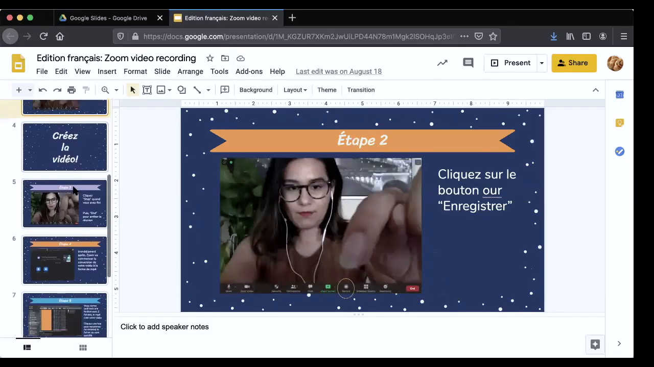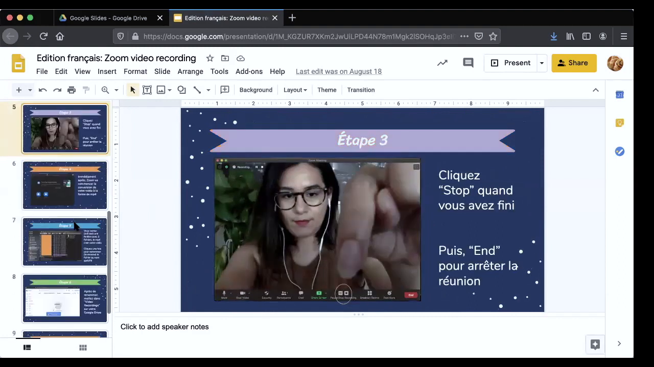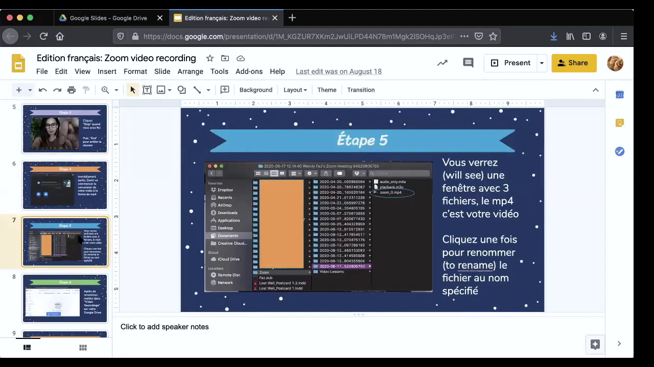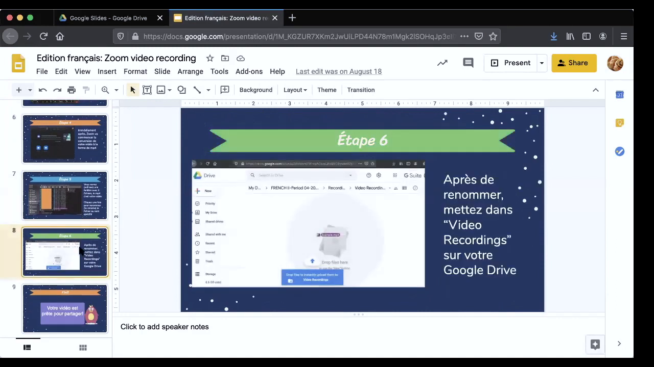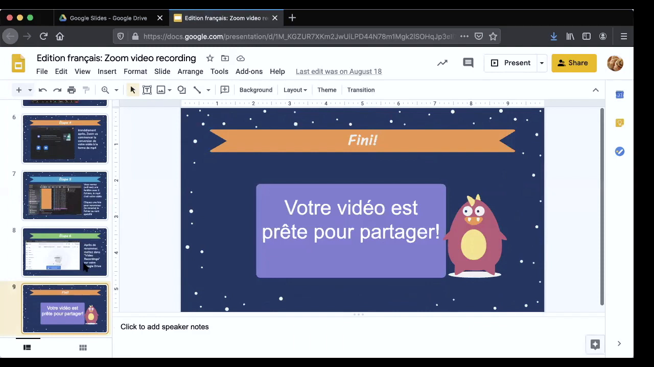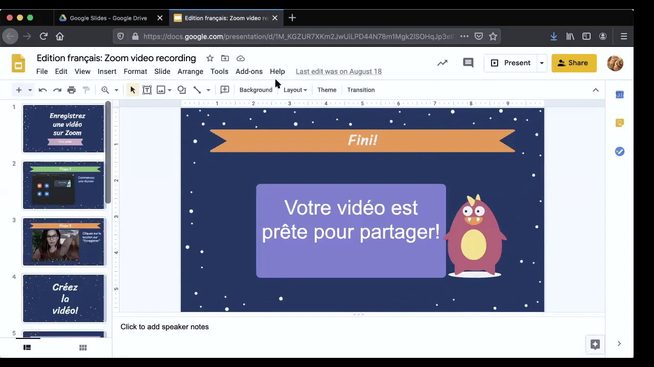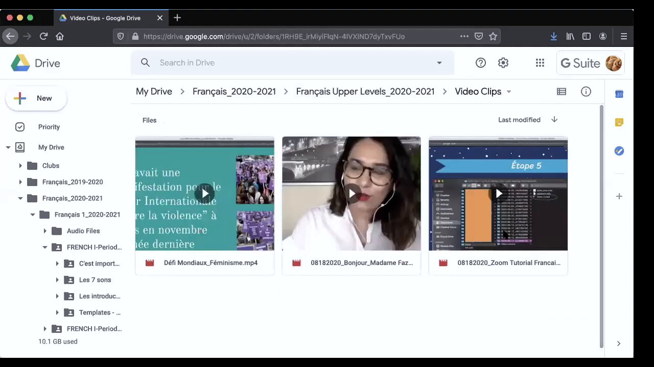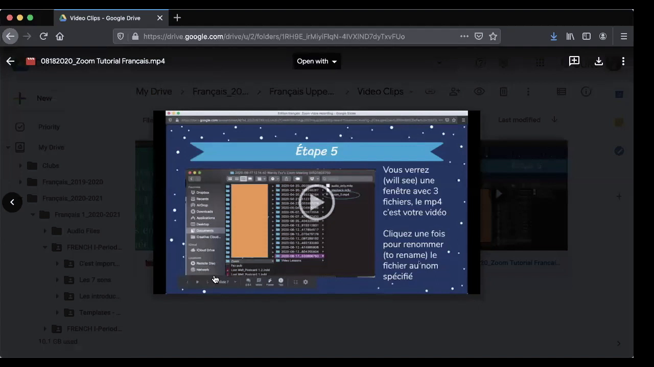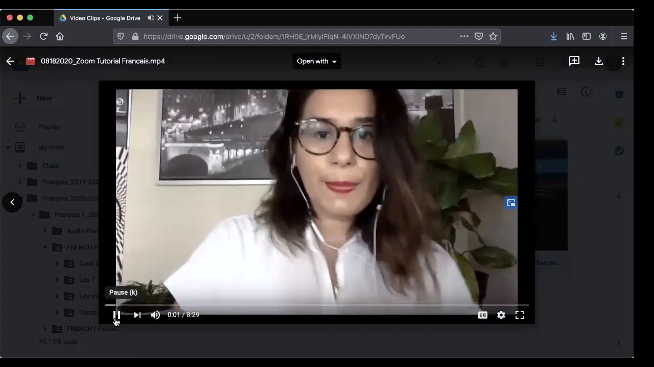Creating a tutorial for how to record yourself on Zoom then felt like a good idea. So I created this Google Slides slideshow to walk them through the process, as well as how to upload their video onto their Google Drive so they could then attach it to an assignment. After I created the slideshow, I used Zoom to record myself presenting it to them.